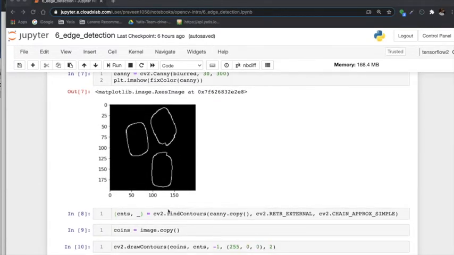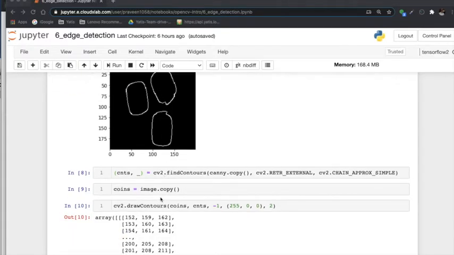What I can next do is identify these contours and access them separately by using the function find contours. The RETR_EXTERNAL just ensures that I look at the contours that are outside, and it doesn't look at any contours if they are within another contour. The next thing I'm going to do is make a copy of this, and I'm going to call it coins.